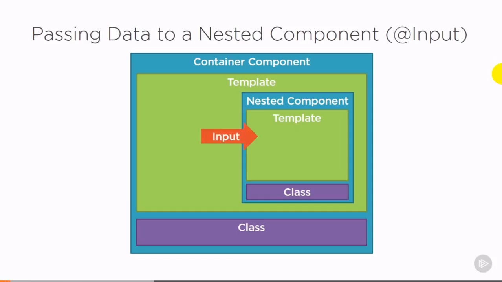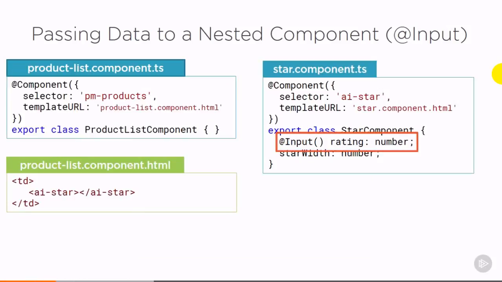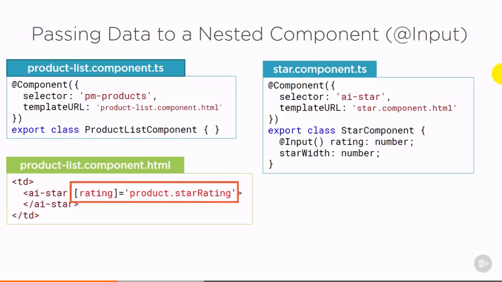If a nested component wants to receive input from its container, it must expose a property to that container. The nested component exposes a property it can use to receive input from its container using the aptly named input decorator. We use the input decorator to decorate any property in the nested component's class. This works with any property type, including an object. In this example, we want the rating number passed into the nested component, so we mark that property with the input decorator. The container component then passes data to the nested component by setting this property with property binding.